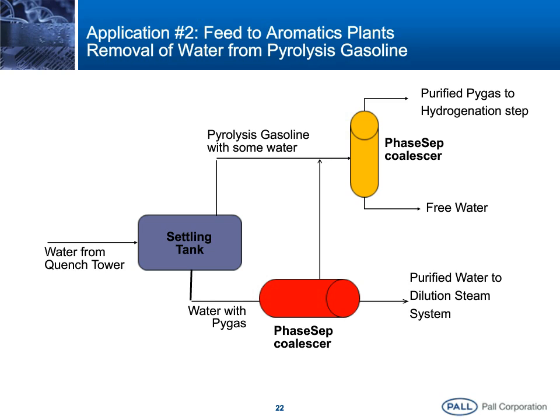But if you look at the stream from the top of the settling tank, this is the pyrolysis gasoline or pi gas with some water contamination in it. The water contamination could be just a few ppm to as much as 2 or 3 weight % of water. Now this gasoline is going straight into the aromatics plant to make BTX, benzene toluene xylene. And the problem is that this water would interfere with some of the catalysts that are involved downstream.